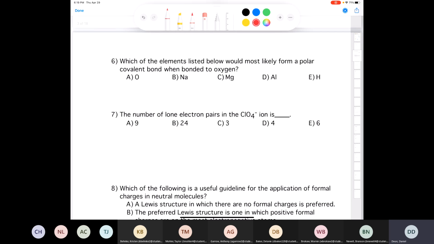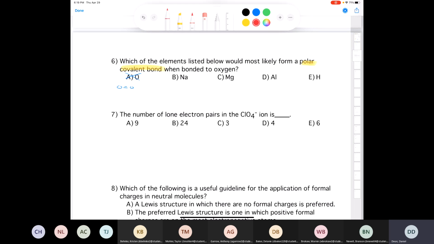Question number 6, which of the elements listed below would most likely form a polar covalent bond when bonded to oxygen? Hopefully you can see right away that we can eliminate oxygen, can't we? Because if we have an oxygen-oxygen bond, there's not going to be a dipole in there. So we can eliminate the polar covalent bond there.